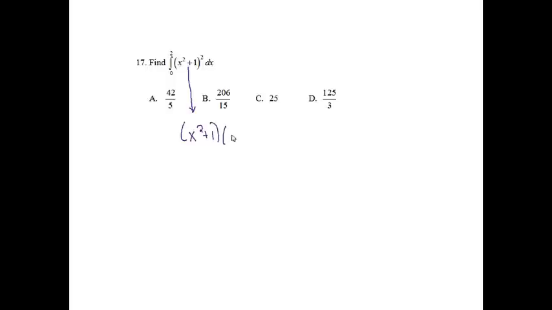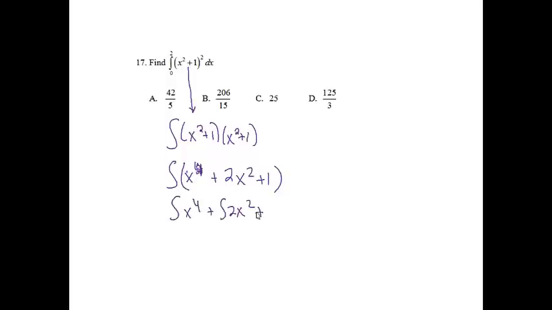So I'm going to have x squared plus 1 times x squared plus 1. And when I FOIL it out, I'm going to get x to the 4th, plus 2x squared plus 1. And now since there's a plus sign, we can go ahead and separate it into 3 separate integrals. And now from here, we're going to go ahead and take the integral of each part.